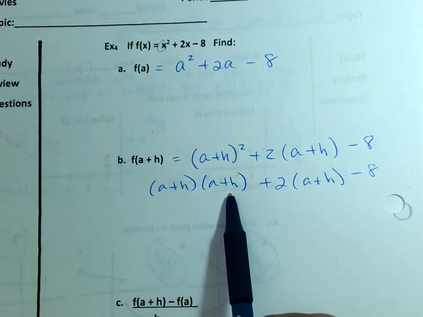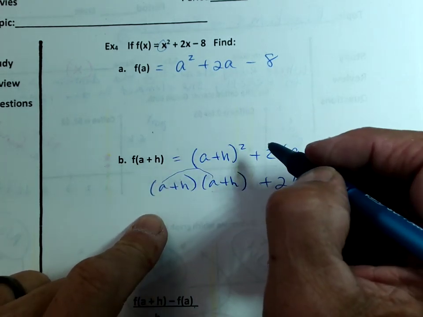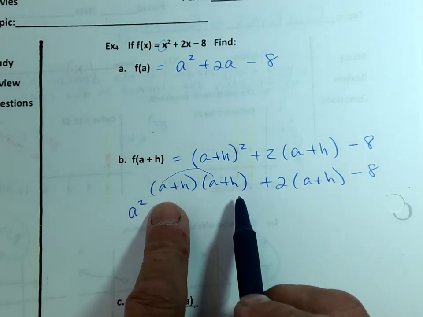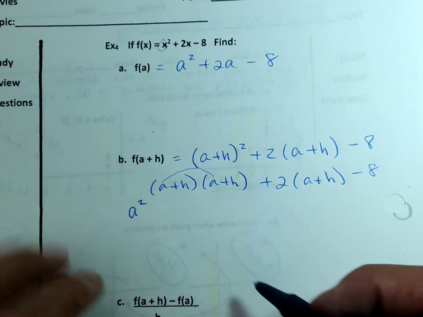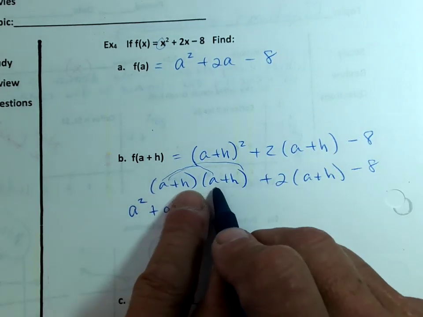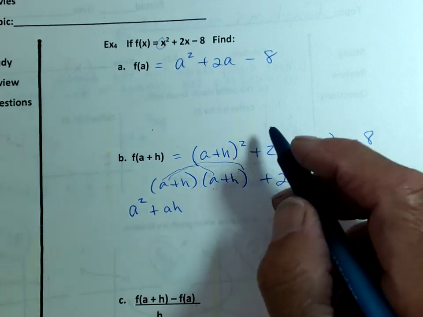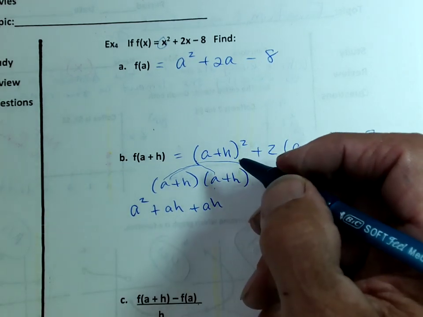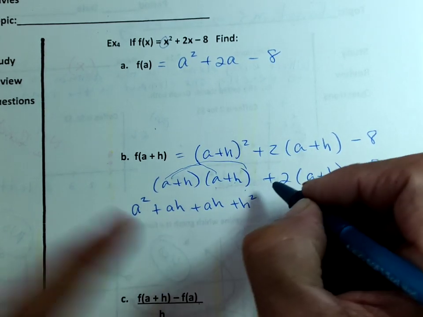Now, let's distribute, Landon. So a times a. Good. Okay, now hold on to your hat. A times h. AH. Good. Plus AH. Nice. H times A. HA. Yes, but I'm going to call it AH, and you'll see why. HA is correct. Let's write it as AH. Plus AH. And then H times H. Good. Okay, any questions? Am I going too fast on this?